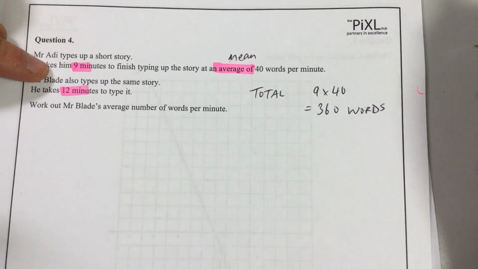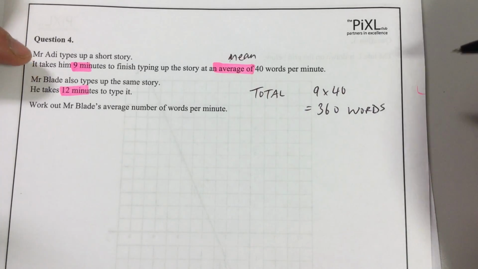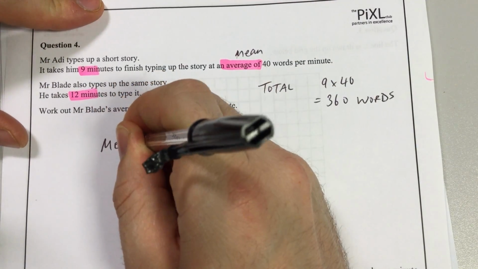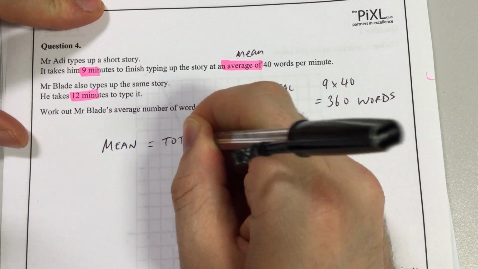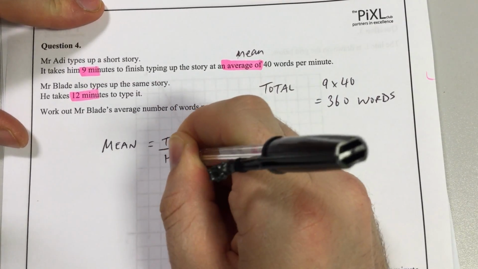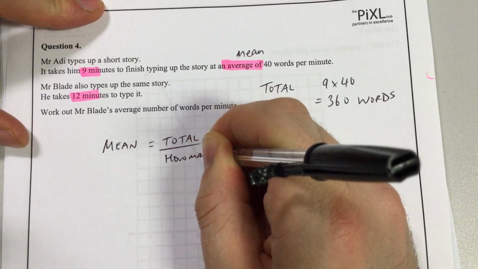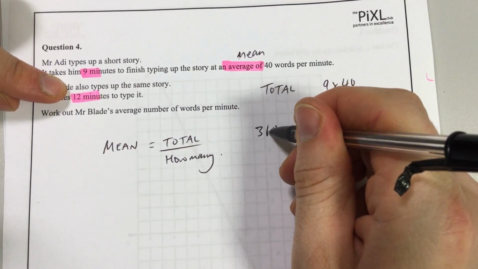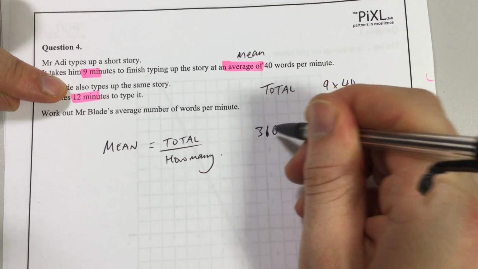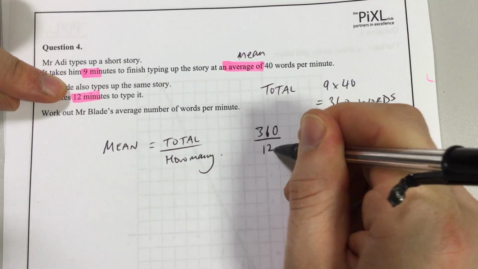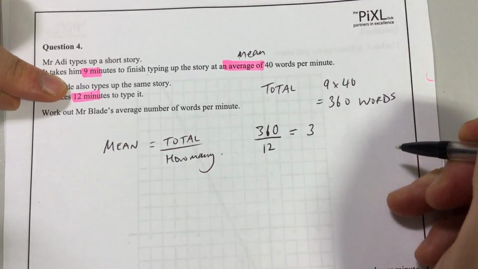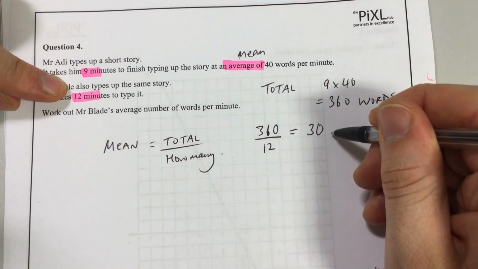Okay, now this guy, Mr. Blade, it took him 12 minutes. So the mean is a total over how many, or frequency. So he's got 360 words, because we know that it's the same story, so it's 360 words long, but he does it in 12 minutes, so we're going to divide. 36 divided by 12 is 3, so it's 30 words per minute.